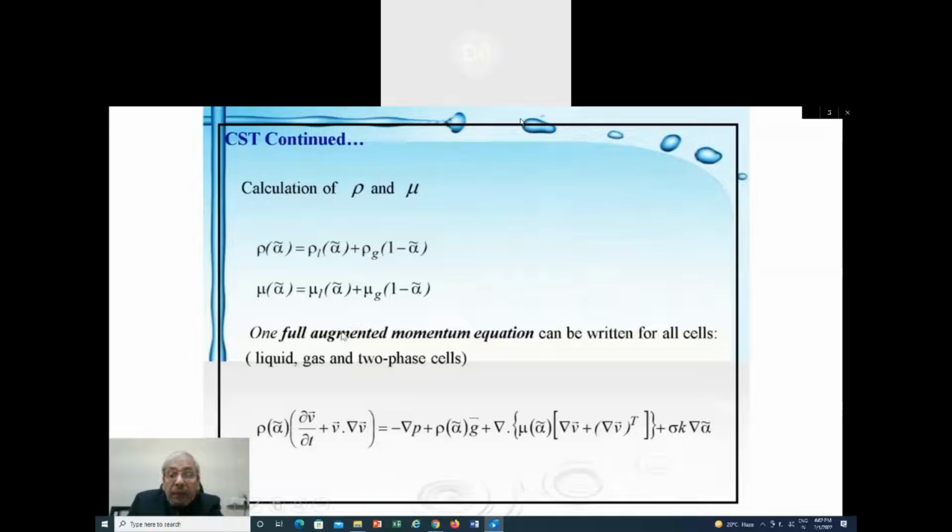Then we solve the Navier-Stokes equations, which are rewritten on the basis of volume fraction or void fraction based density and void fraction based viscosity. We can see this is volume fraction based density, volume fraction based viscosity, and it is also augmented by another term which arises out of the surface tension. In all free surface flows, wherever multiple streams are flowing, their interfaces are typically calculated based on this term. Here the surface tension force plays a major role.